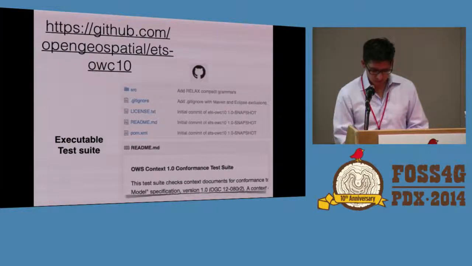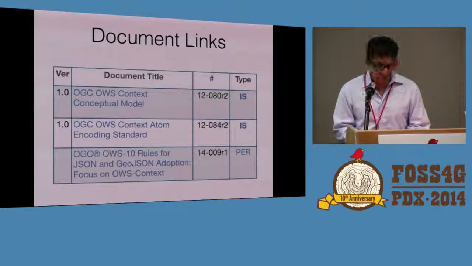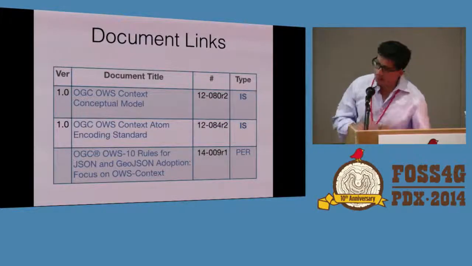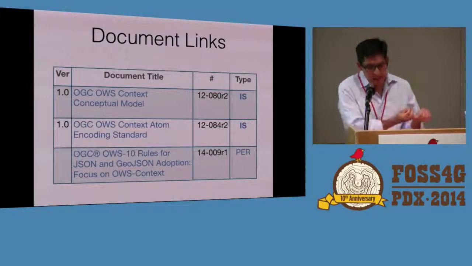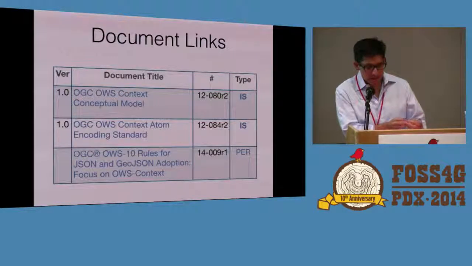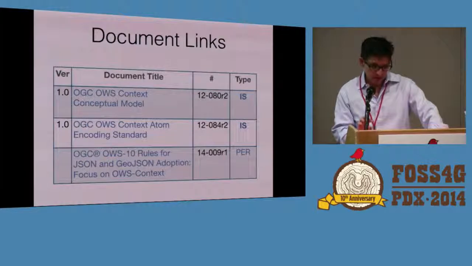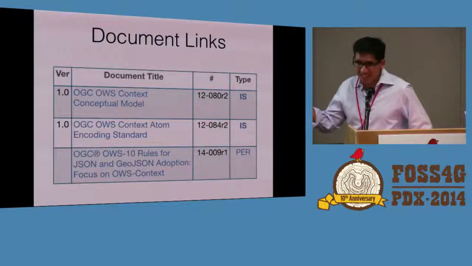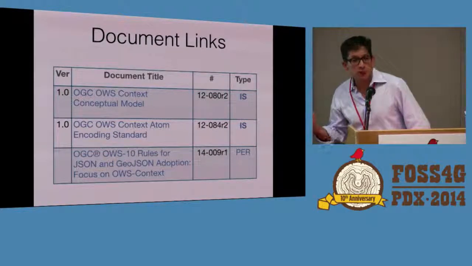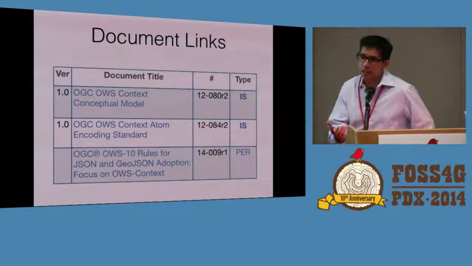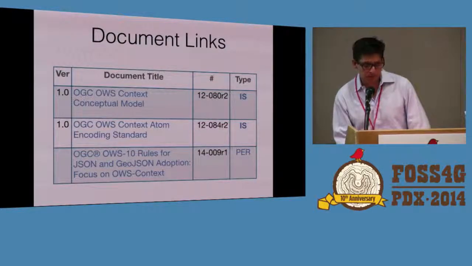These are the document links. Important to note here, there is an OWS Context conceptual model. Then there is another, this is our OWS Context Atom Encoding Standard. So it's a different document, right? And then we have a third one, which is a PER, which is a Pending Engineering Report. That engineering report is going to tell how to use JSON, which is the next thing that we wanted to do with OWS Context.